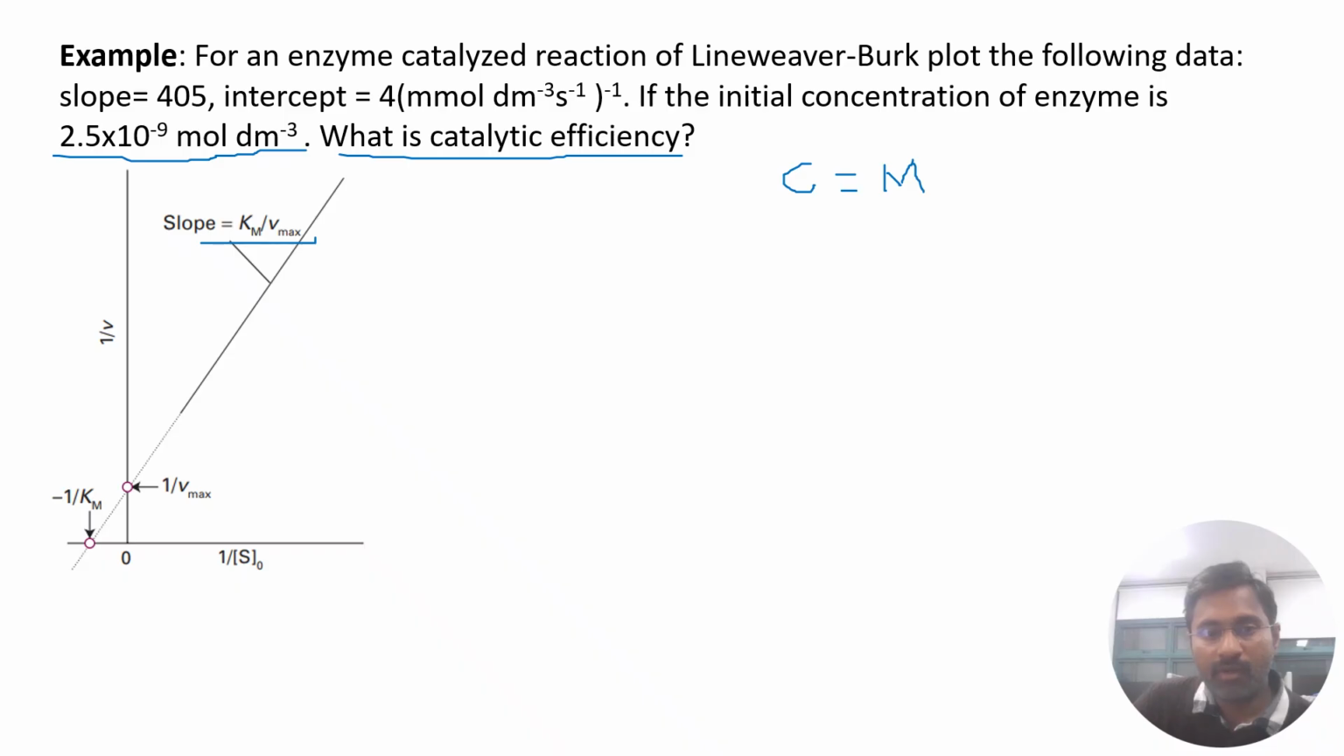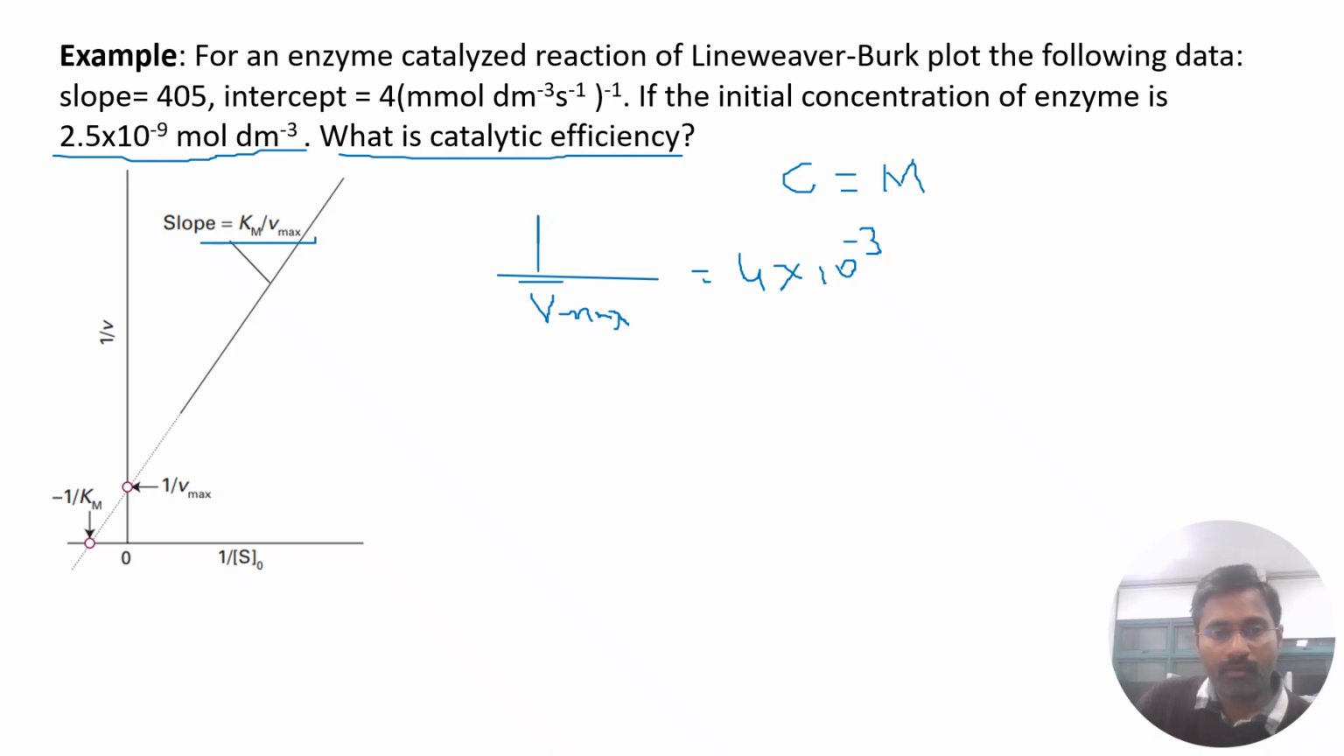Here, first we will use the intercept, 1 by Vmax. Intercept is 1 by Vmax, which is given as 4 millimole per liter per second. So millimoles I am converting into moles. When you convert millimoles into moles, that will become molar. 1 by Vmax is 4 into 10 power minus 3 molar.